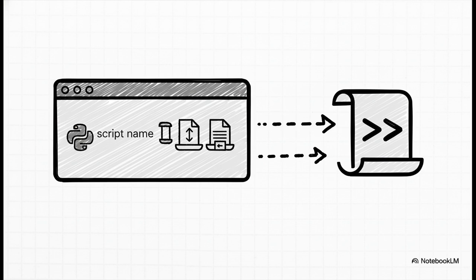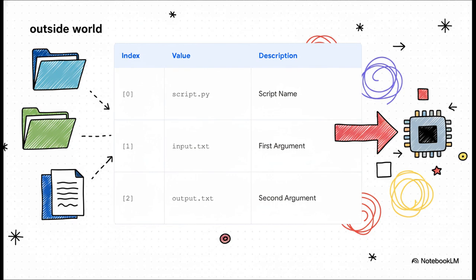But how does the script actually get that info? Well, that's where sys.argv comes in. And honestly, it's just a list that Python makes for you automatically. The very first item, at index 0, is always the name of the script itself. Then every single thing after that is one of the arguments you typed, in the exact same order. This is the fundamental building block for pretty much every command line tool you'll ever write.